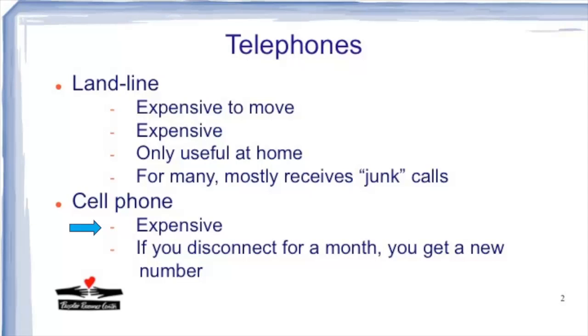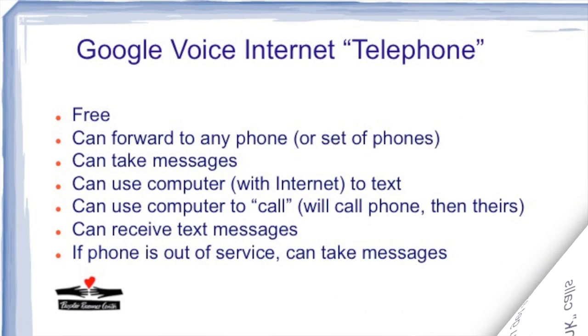Another option is cell phones, which can also be expensive. They have some advantages. You can screen your calls and block them from unknown numbers. But if you disconnect it for a month, you have to get a new phone number, and that can be very disruptive for people. The Google Voice Internet Telephone is free, so that's always a good thing.